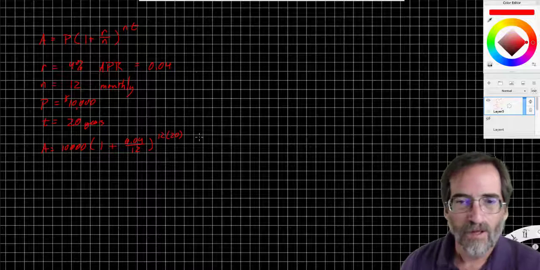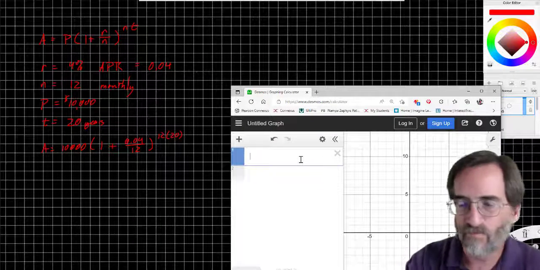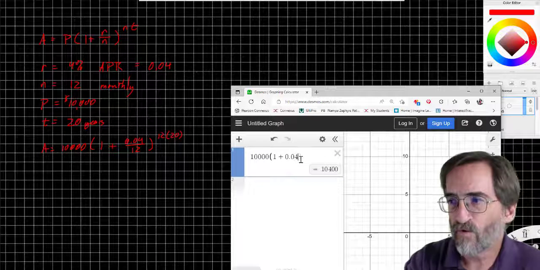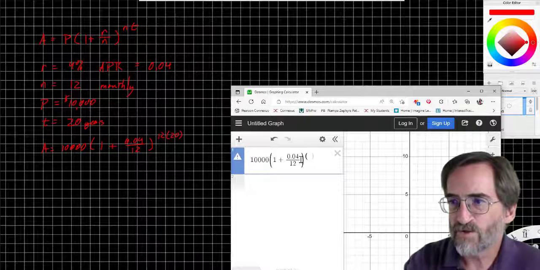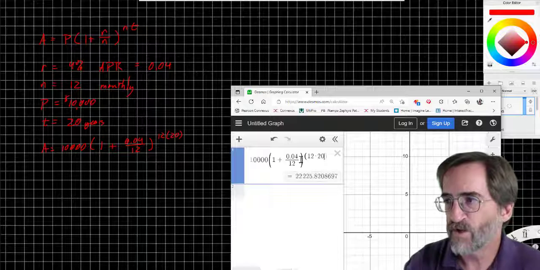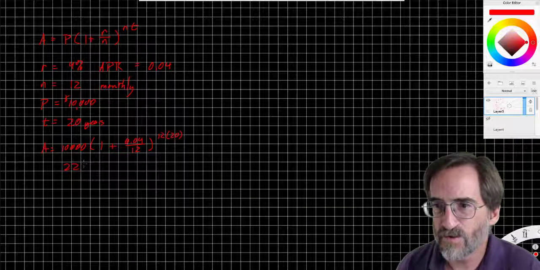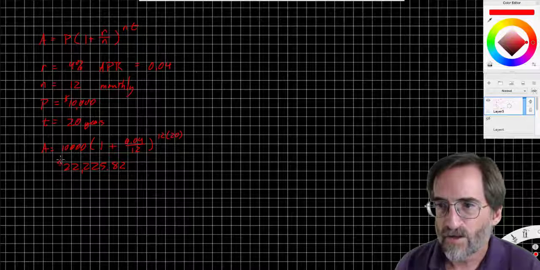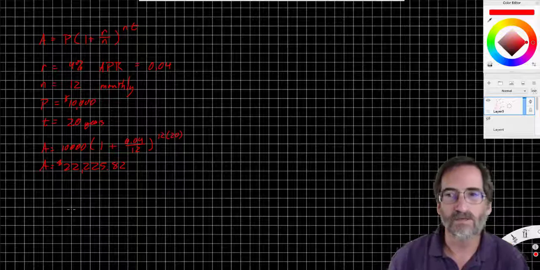Okay, and again, you use your own graphing calculator. You get really familiar with your calculator. 1 plus 0.04 divided by 12, to the power of, in Desmos I need these parentheses, 12 times 20. So $22,225.82. That is the amount in the account at the end of 20 years.